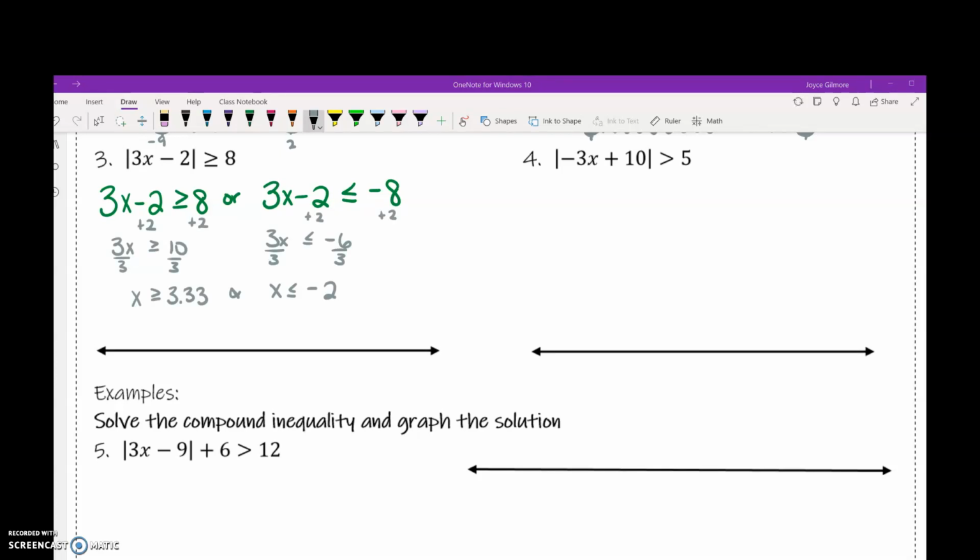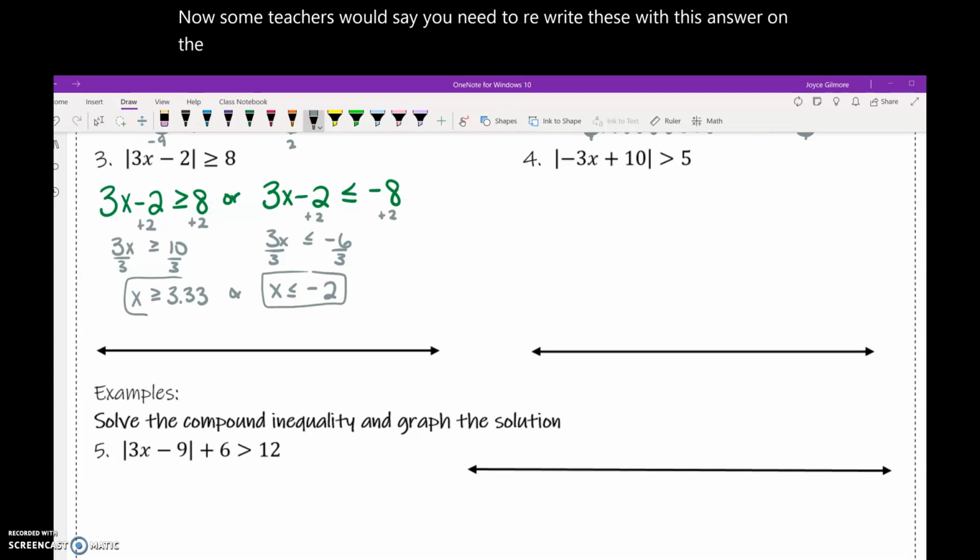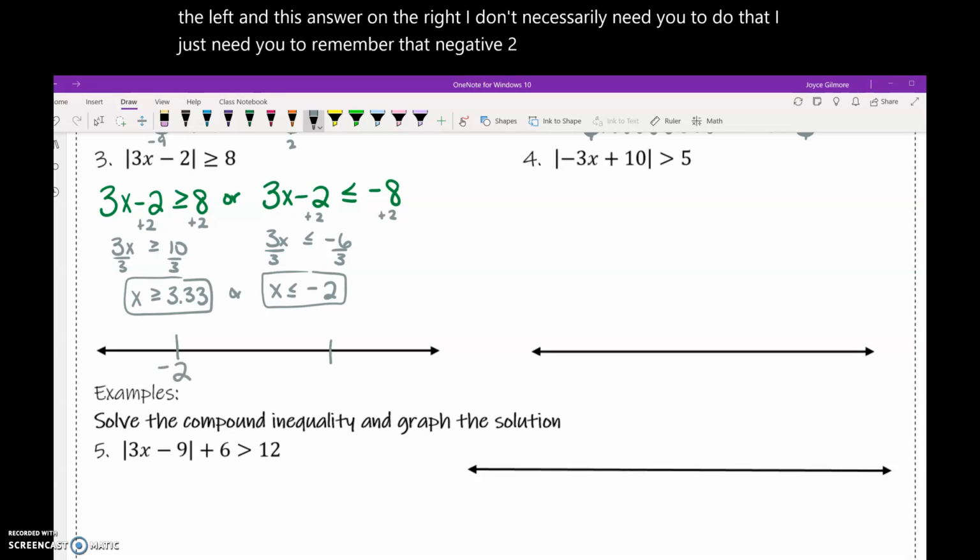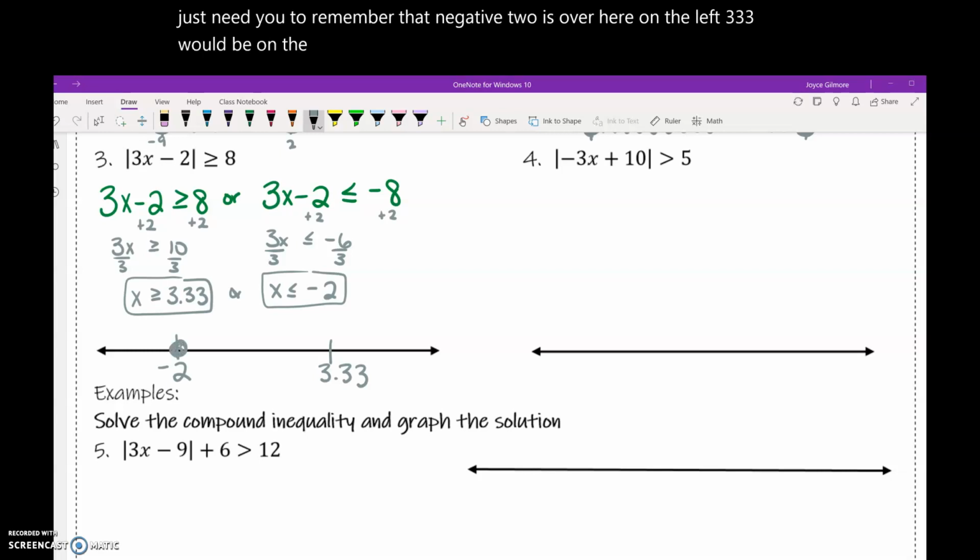Now, some teachers would say you need to rewrite these with this answer on the left and this answer on the right. I don't necessarily need you to do that. I just need you to remember that -2 is over here on the left, 3.33 would be on the right. They would both have closed circles.